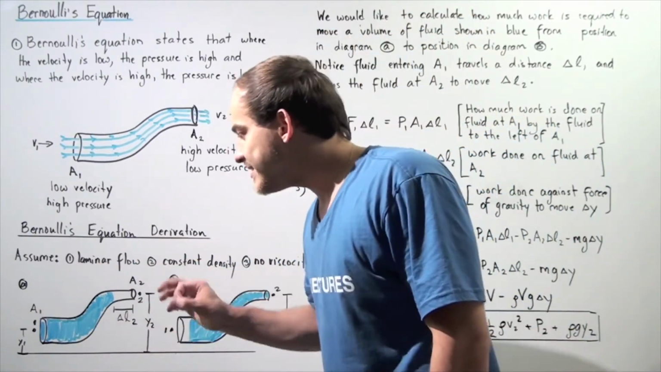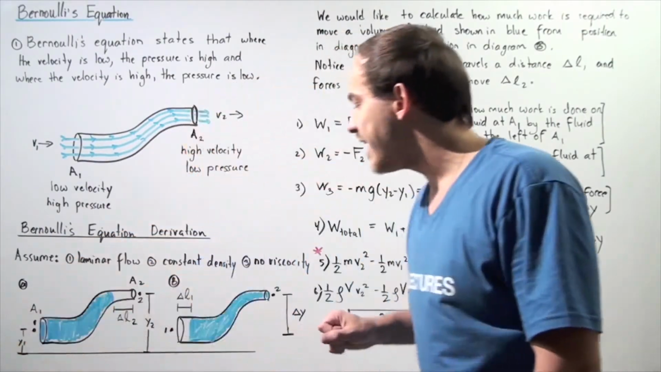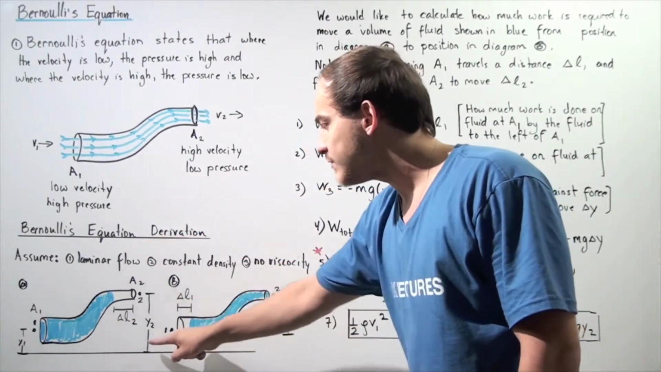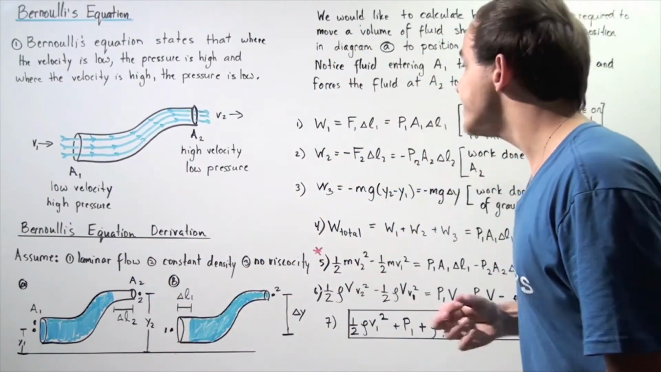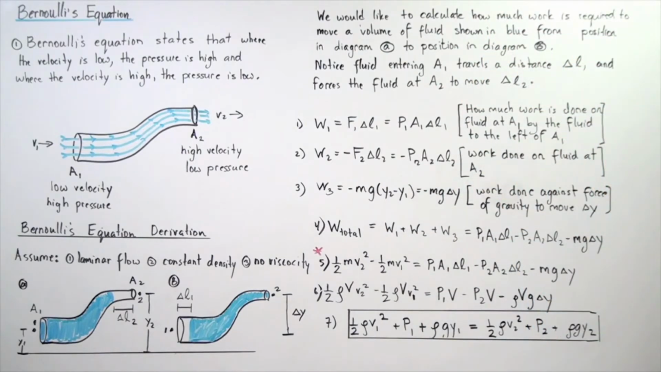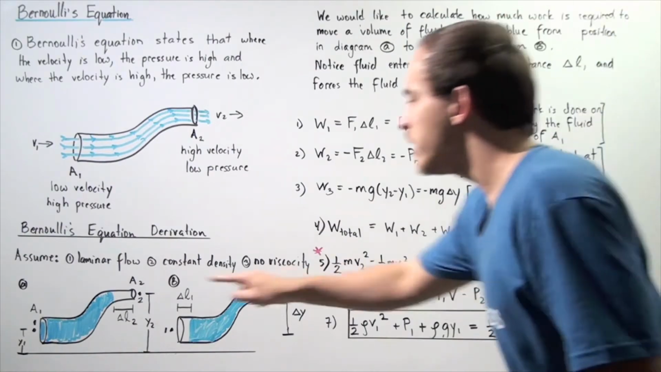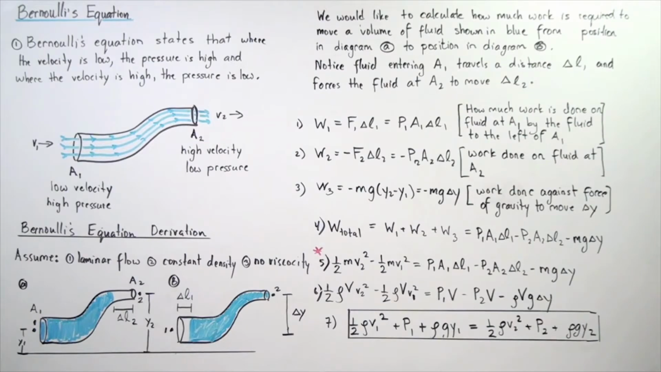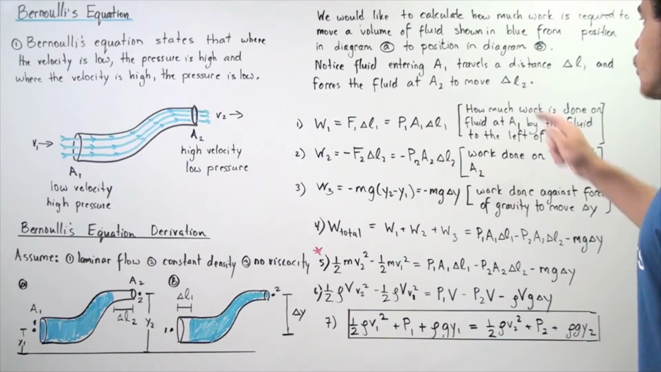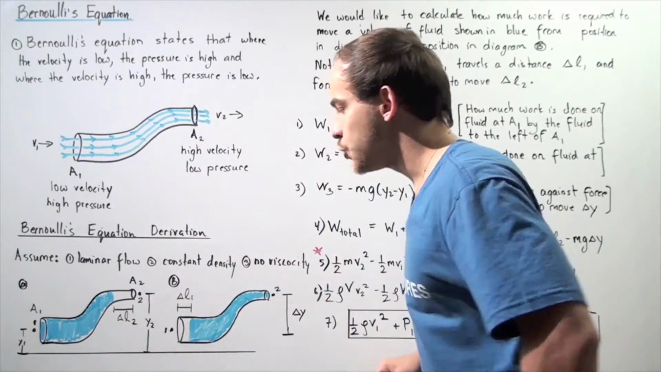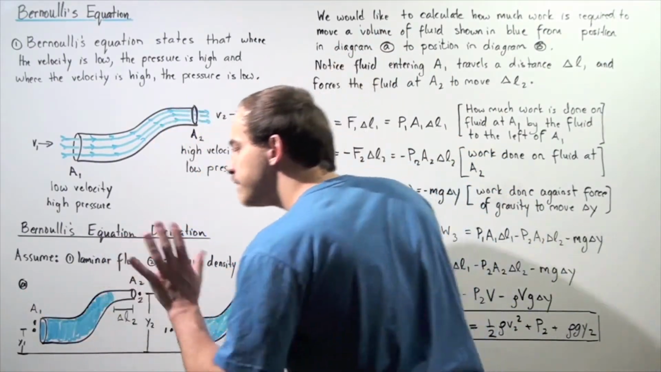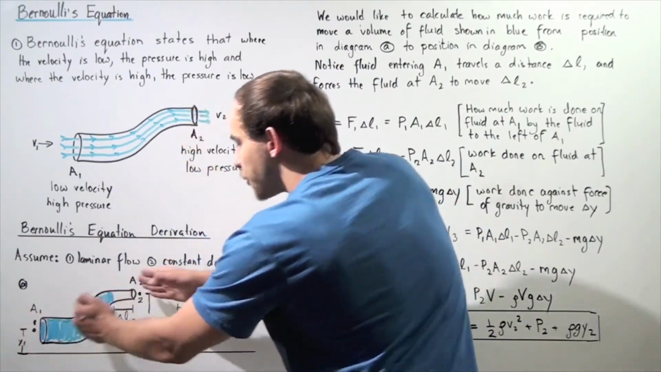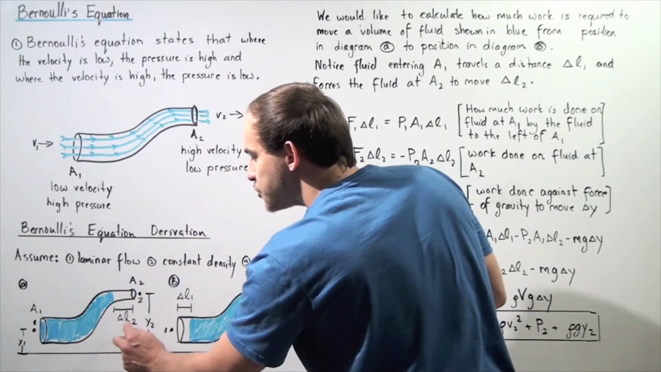Now, also notice that the distance from the ground to position 1 is y1, and the vertical distance from the ground to position 2 is given by y2. So we basically want to calculate how much work is required to move the volume of fluid shown in blue from the position in diagram A to the position in diagram B. Also notice fluid entering cross-sectional area A1 travels a distance of change in L1 and forces the fluid at cross-sectional area A2 to move a distance of change in L2. So this fluid is being pushed by a fluid found to the left of point 1, and this fluid in turn pushes the fluid here to move a distance of change in L2.